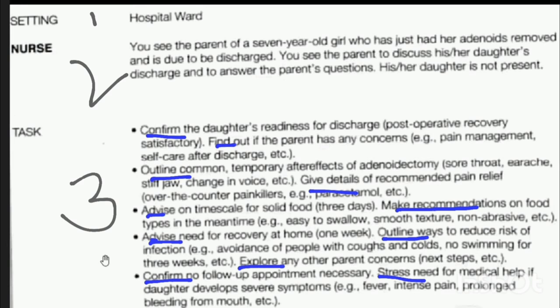Example is for paracetamol, etc. So for this we can construct the sentence like this. Now Sarah, in case Mary experiences pain, you can provide over the counter painkiller like paracetamol for the pain relief. So for this we can construct a sentence like this.